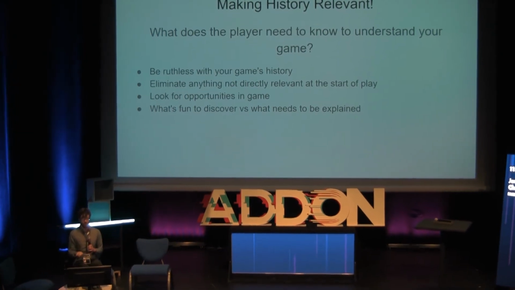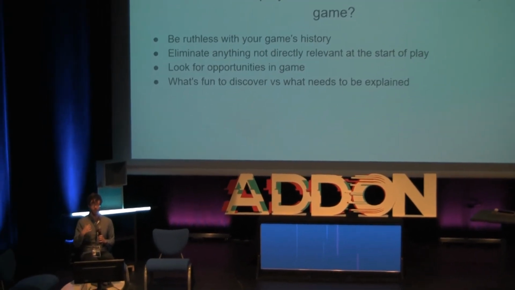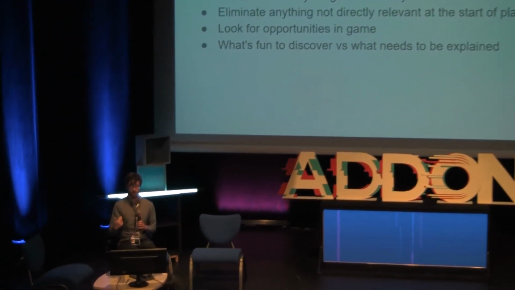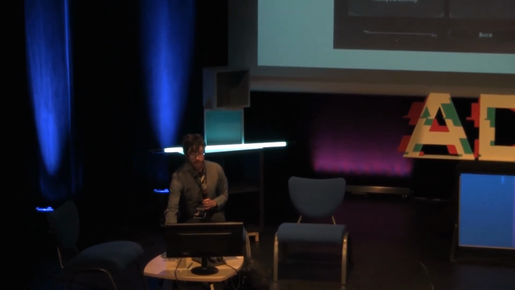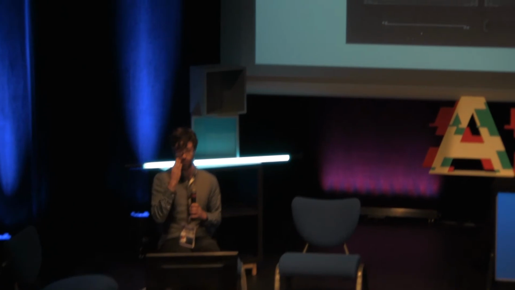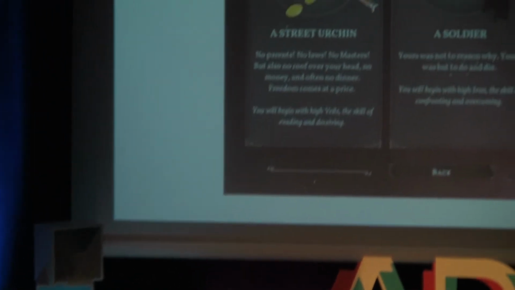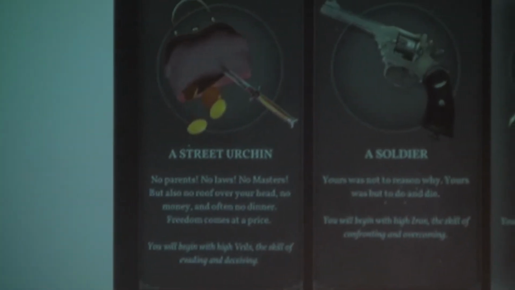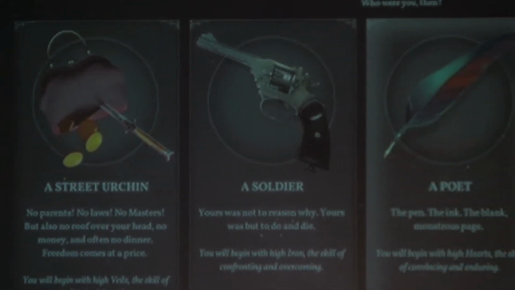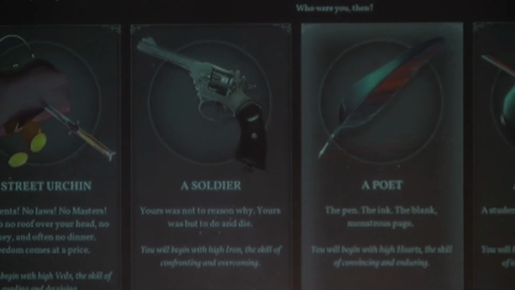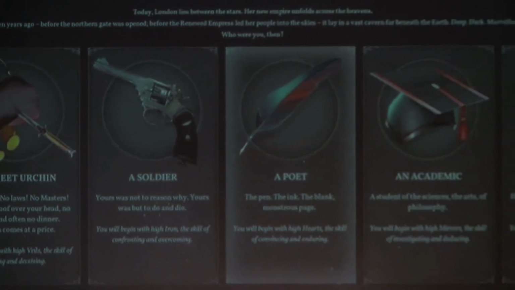We also looked for opportunities in the game to get some of that information across while the player was doing something else. So in our character creation here, you're not just choosing your portrait, what you look like, and your stats. You're also choosing your backstory. And these options, like soldier, poet, have sub-choices. Now, as you can see, the text here is really short.